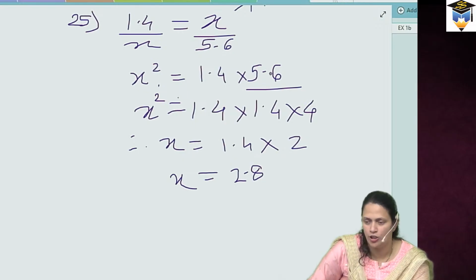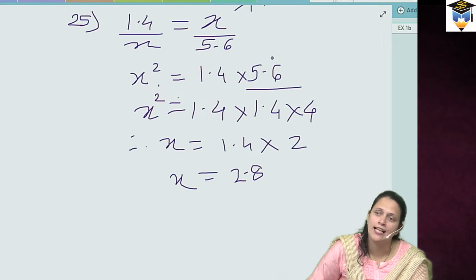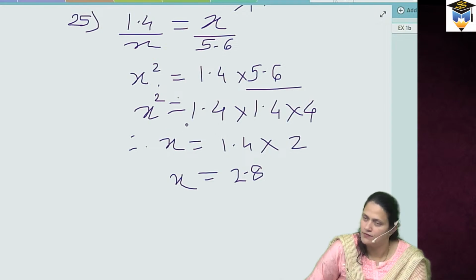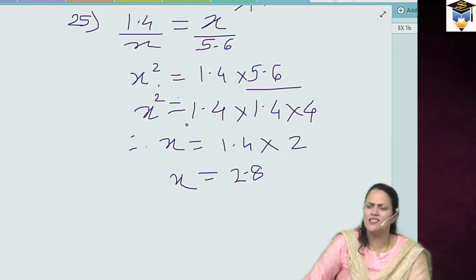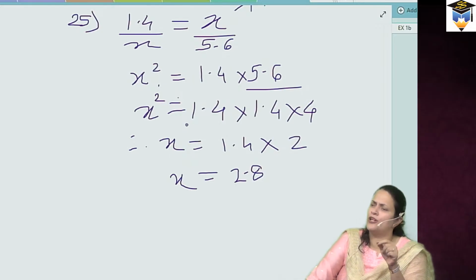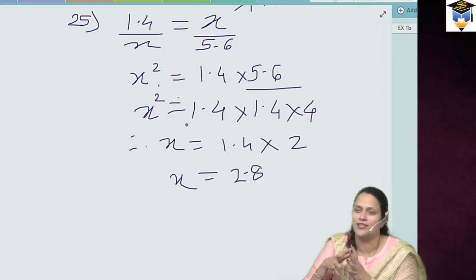No, we did not cut anything. 5.6 can be written as 1.4 into 4. So basically now we have all the squares here. So when you take out the square root. Or the easiest way, 1.4 into 5.6 and then you will find the square root.